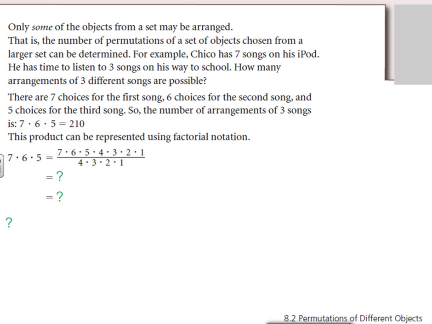Now, we don't always want to take all of the letters. We had 9 letters there. Maybe we don't want to use them all. For instance, Chico has 7 songs on his iPod. He has time to listen to 3 songs on his way to school. Just 3. How many ways can he get those 3 songs going? There are 7 choices for the first song, because he's got 7. But he listened to that one, he ain't going to listen to it again. Then he listens to the second one: 6 choices. And then 5. 7 times 6 times 5 gives me 210.